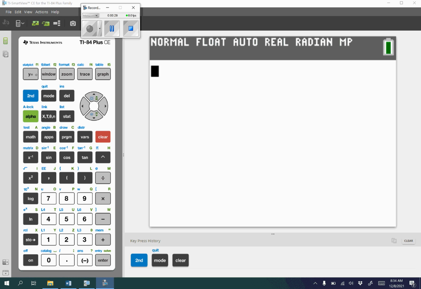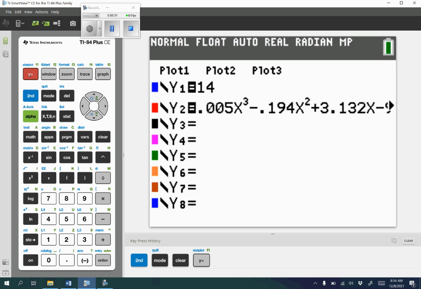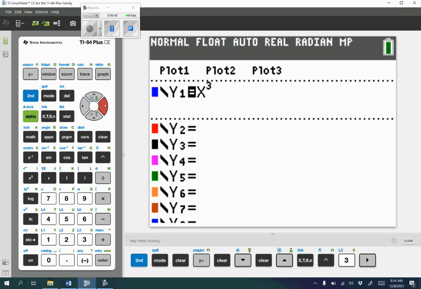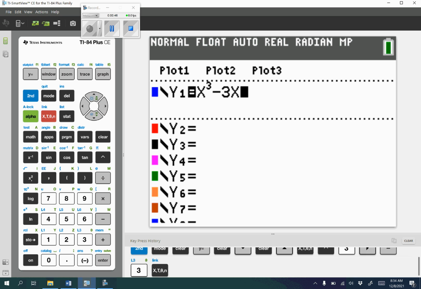Okay, so remember we go to the y equals. So we can clear anything that you need to clear. Now I'm going to put in x cubed. So my x, you do your caret key, third power, minus 3x squared. Make sure you use the minus sign and not the negative, or you'll get the wrong graph. And then plus 6.